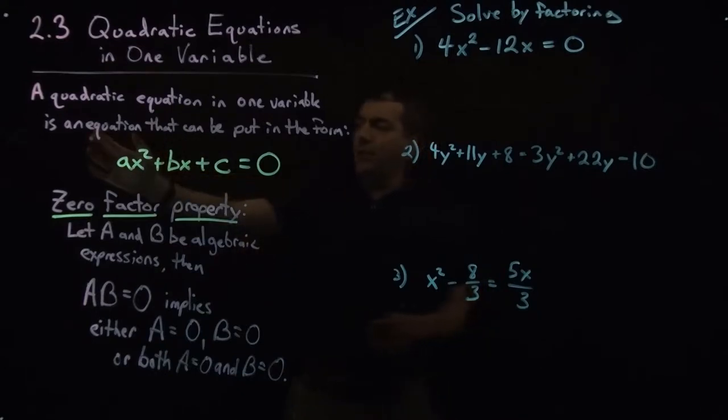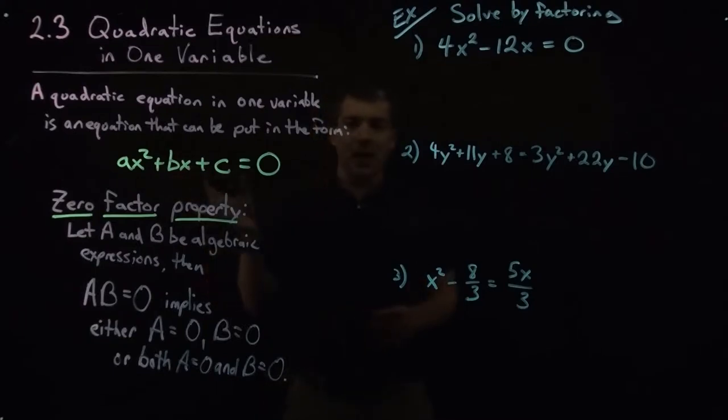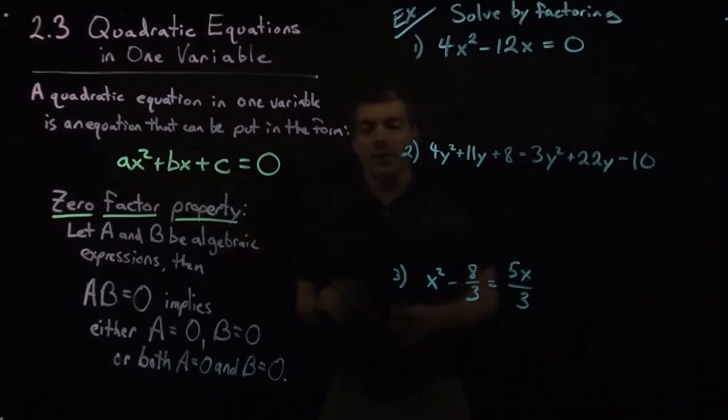Well, it's an equation that can be put in the form ax squared plus bx plus c equals 0, as we see here. This is just a general form. A, b, and c are just real number coefficients. This type of equation is also called a second order or second degree equation because we have the variable raised to the second power at the most.